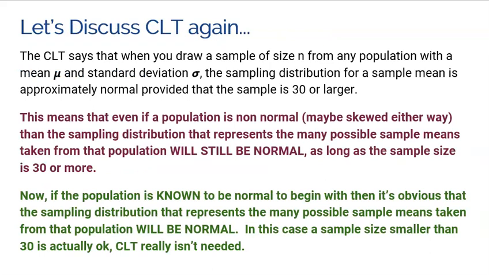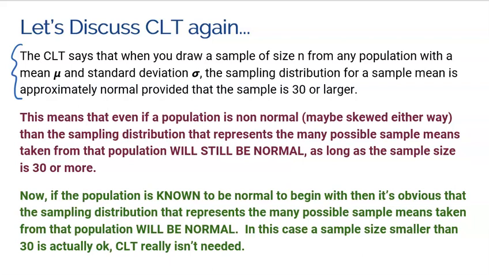All right, let's talk a little bit more about the central limit theorem. I know we've talked about it in previous videos, but let's just talk about it a little bit more. If you really want to know the precise central limit theorem, here it is right here. The central limit theorem tells us that when you draw a sample of size n from any population with a mean mu and a standard deviation sigma, the sampling distribution for a sample mean is going to be normal, provided that the sample is 30 or larger.